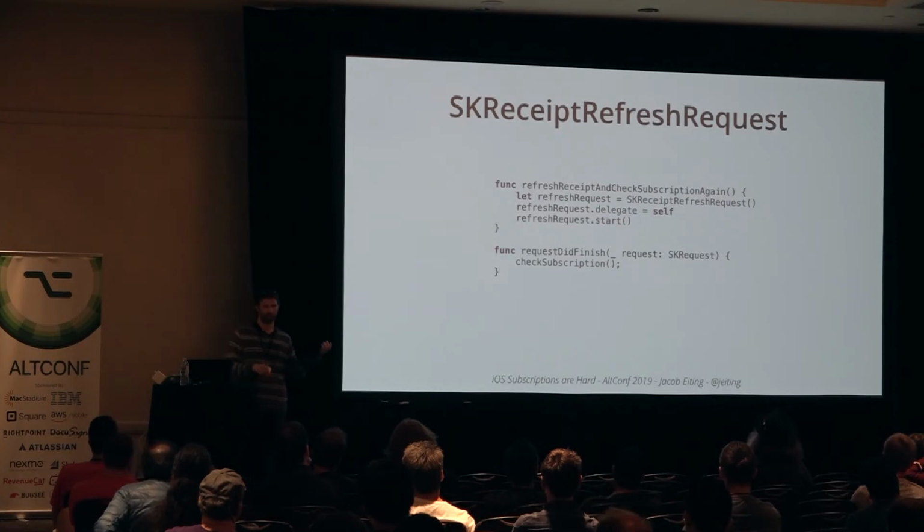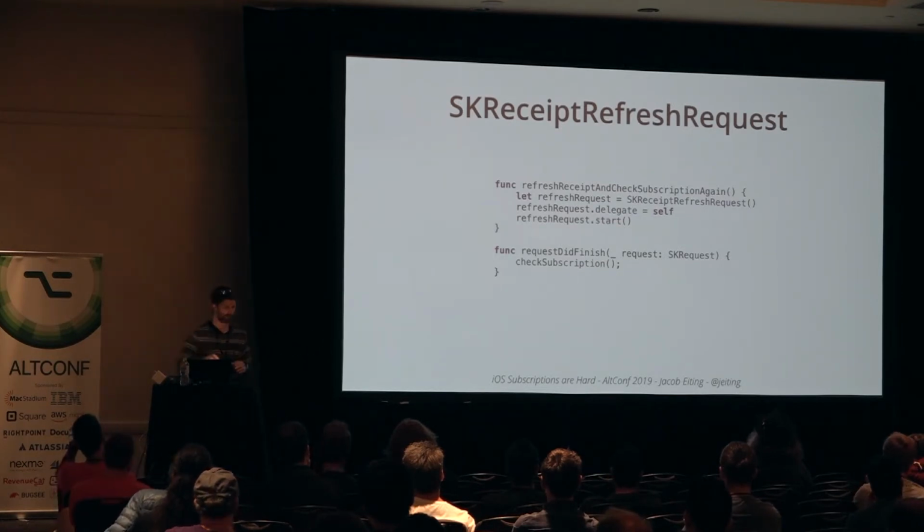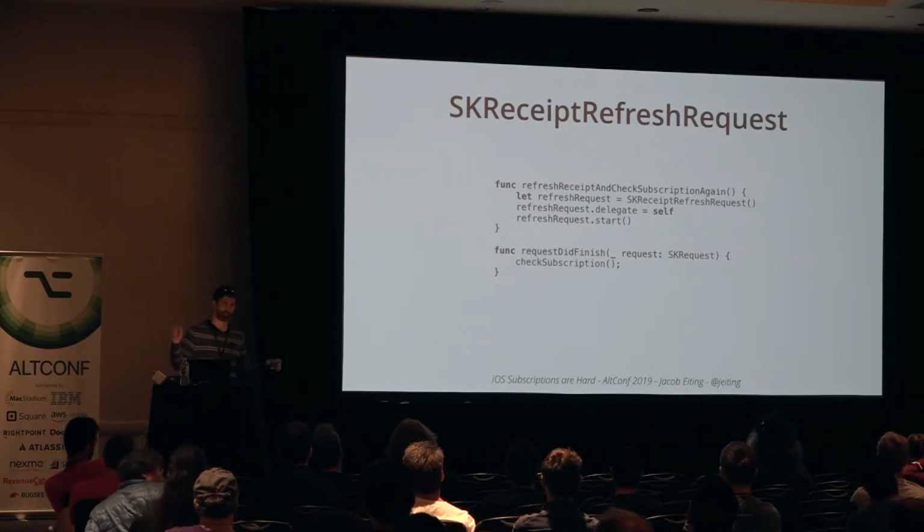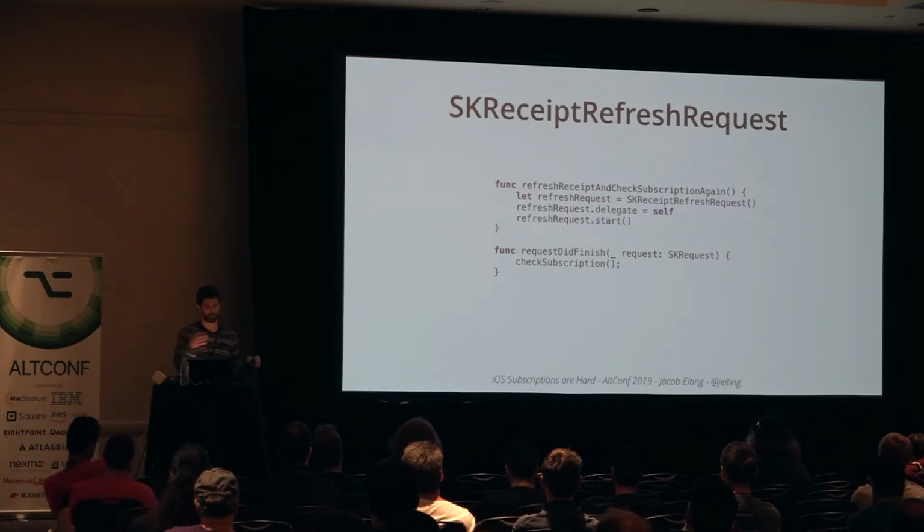You're going to hit Apple, tell them, hey, I want to refresh this receipt. They have this lovely delegate API that you can call, and that'll come back, and then you should have a receipt after that's done. Not always the case, and even if it doesn't load the receipt, it will call requestDidFinish regardless of whether it succeeded or not, which is great. I should have a radar for that too.